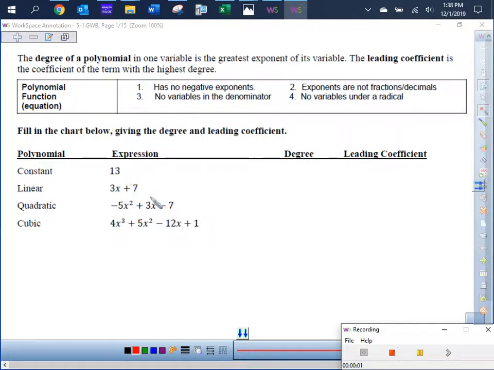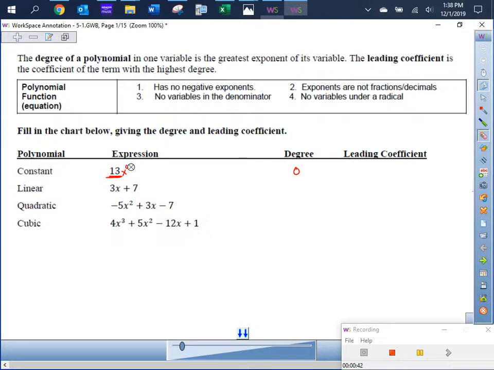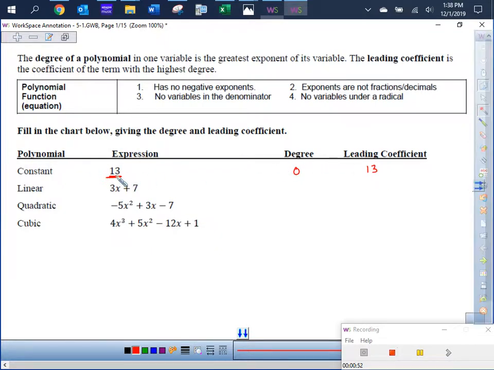Well, the degree, if you look at all the terms, is the biggest exponent you've got. This one is a little tricky because there are no x's in it. That's why it's got a degree of 0, because it's 13x to the 0th, and if you remember, anything to the 0th power is 1, so that's 13 times 1, which is just plain old 13. The leading coefficient is whatever coefficient is right in front of that term, so in this case it would be 13. So way too easy, so easy that it's hard. It's got a degree of 0.